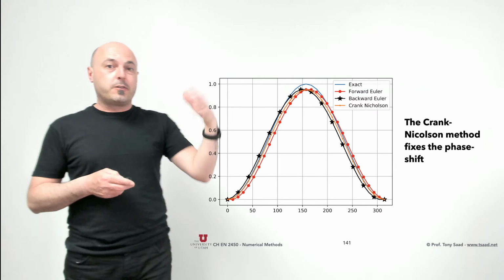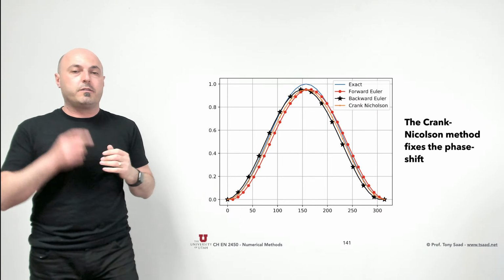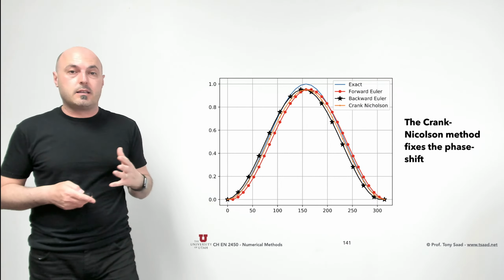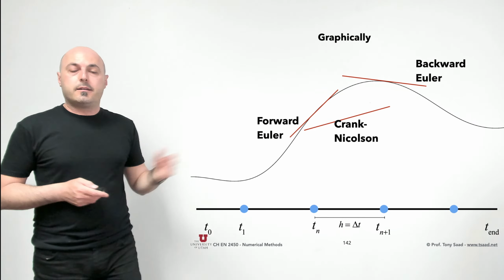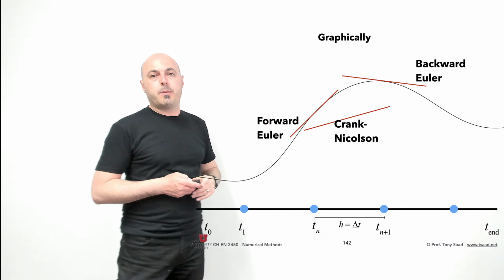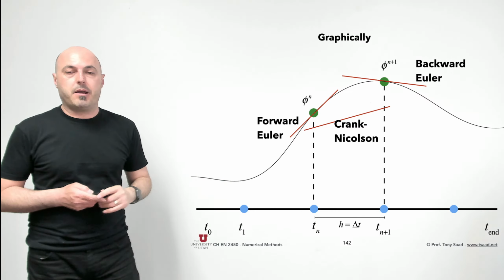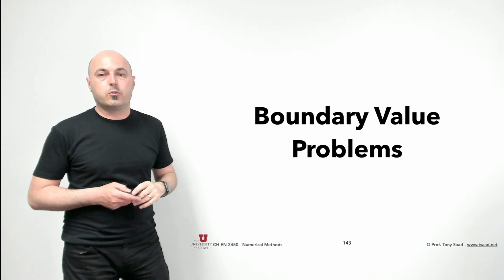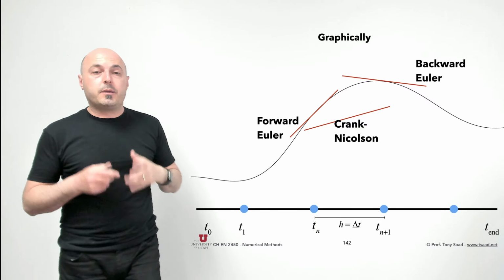And typically it's the frequency that matters in these problems. If you miss the frequency, the amplitude is important, but the frequency is more important. And again, visually, this is what you would expect for the Crank-Nicolson method. It's somewhere between forward Euler and backward Euler. Okay, and with that, I'm going to finish this lecture.